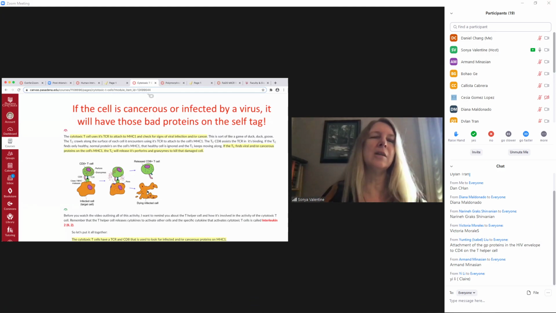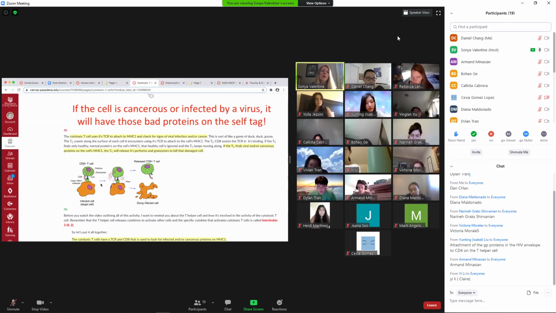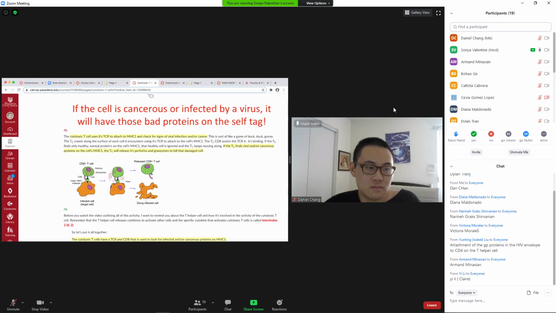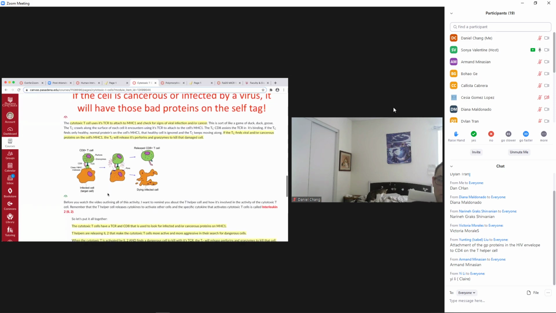So usually we consider that they're more part of your second line of defense. And these lymphocytes, the B cells, T helper and cytotoxic T, are third line. They're very specific. So, questions about the immune cells or the receptors?